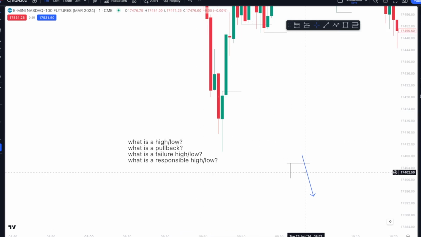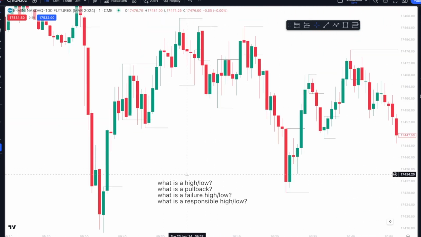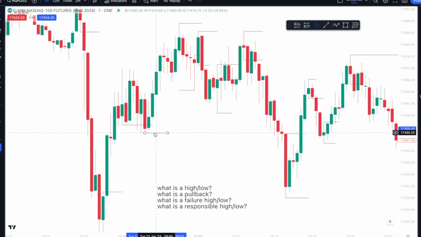So now that we've talked about that, let's jump into what a failure high/low is. The first criteria for a failure high or low is that it needs to be a valid high or low. Let me just remove these other drawings real quick.